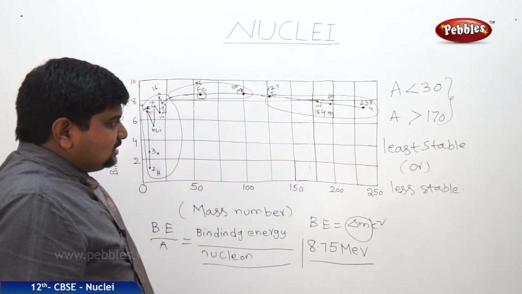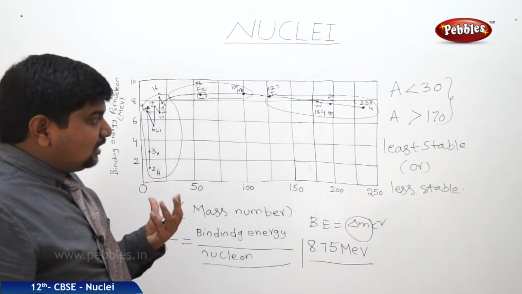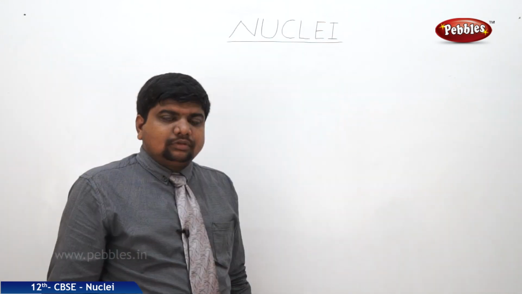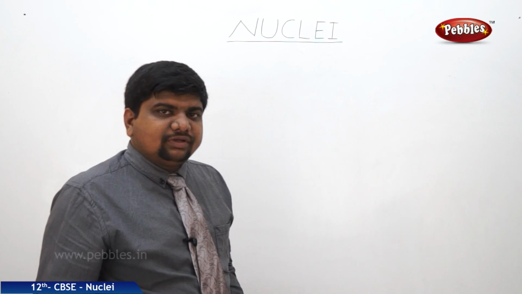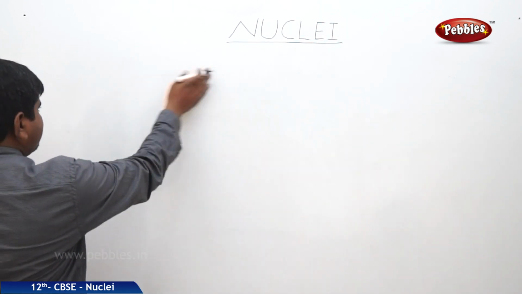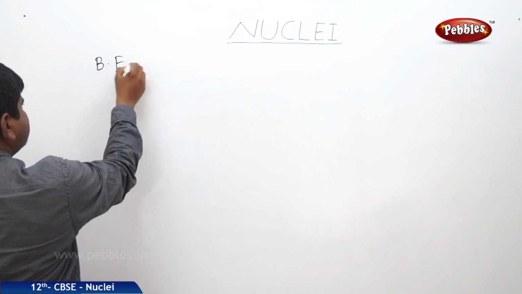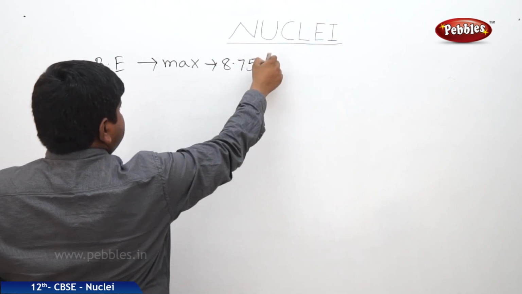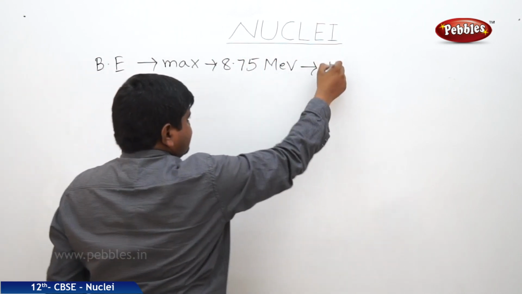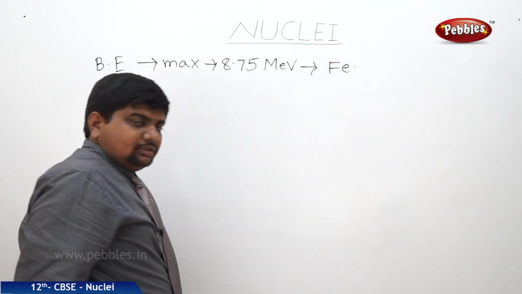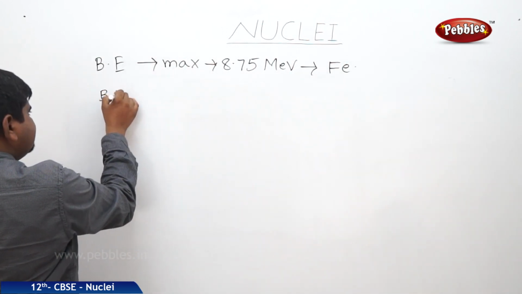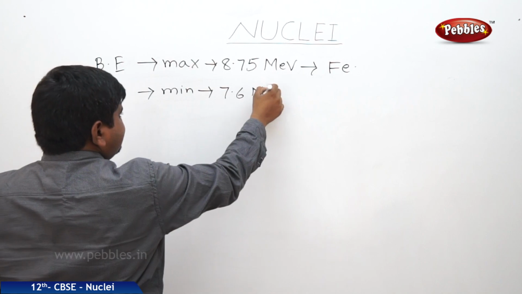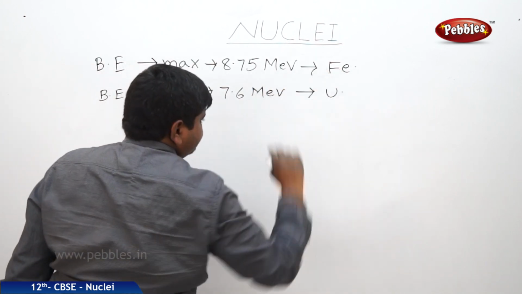Now we will see how the binding energy per nucleon holds the nucleus, and what gives stability to the nucleus. Now we will see how the binding energy per nucleon varies with different materials. According to the graph, we saw that BE is maximum, in the range of 8.75 MeV for iron. But the binding energy is minimum, in the range of 7.6 MeV, for uranium.